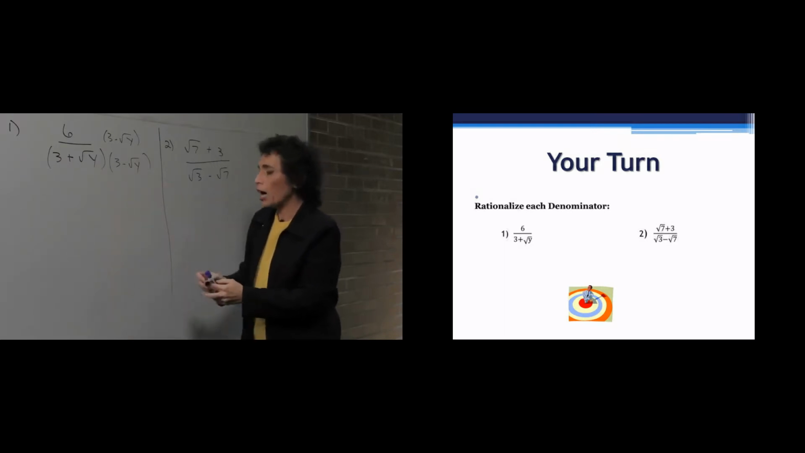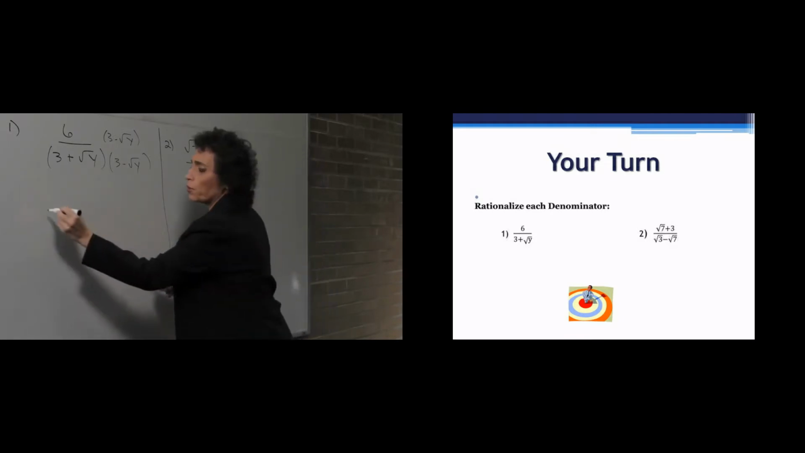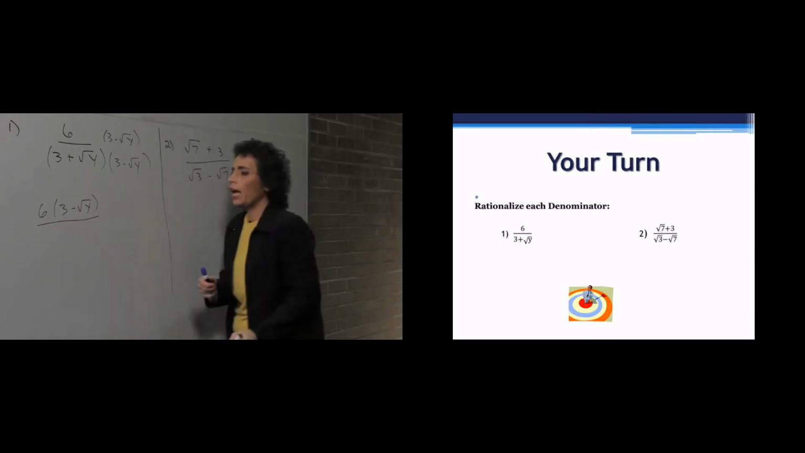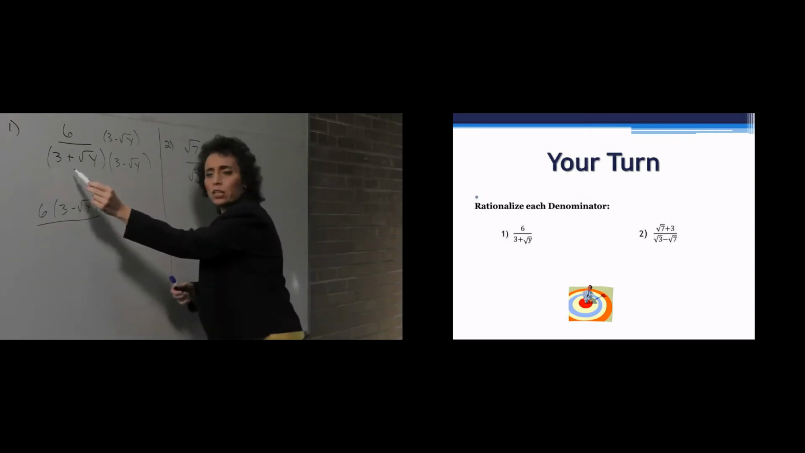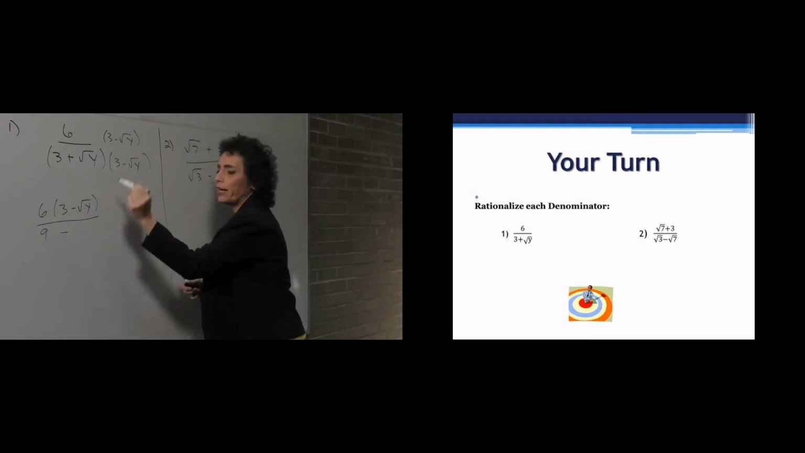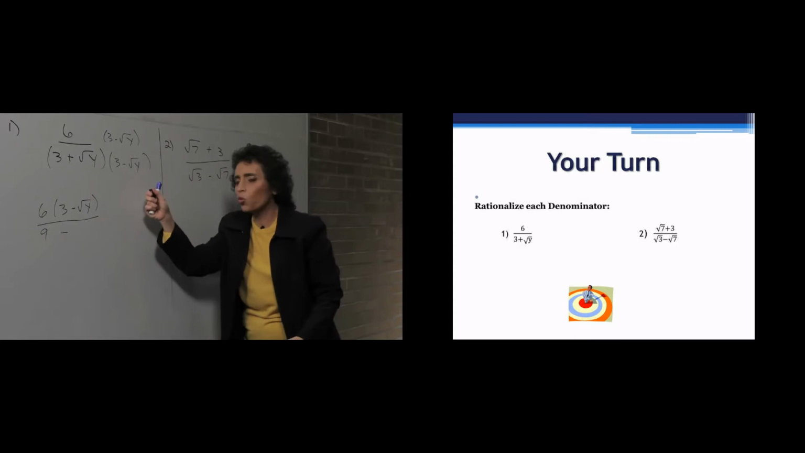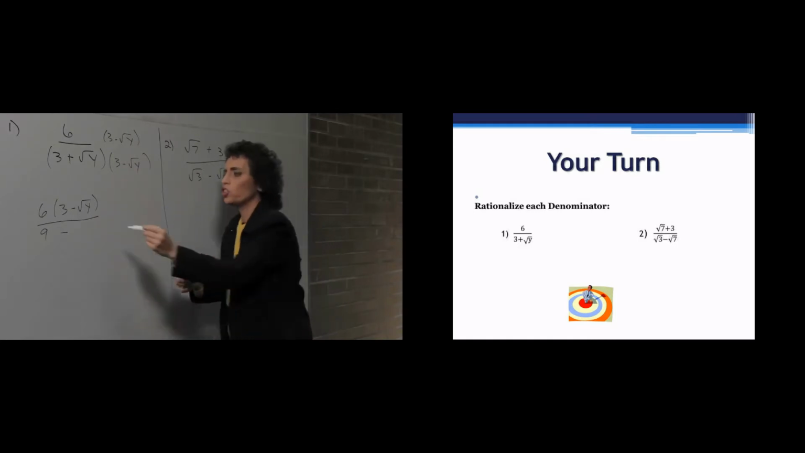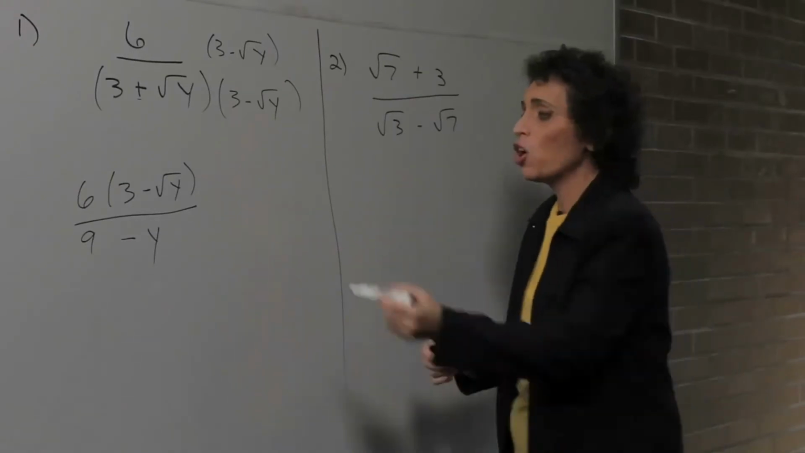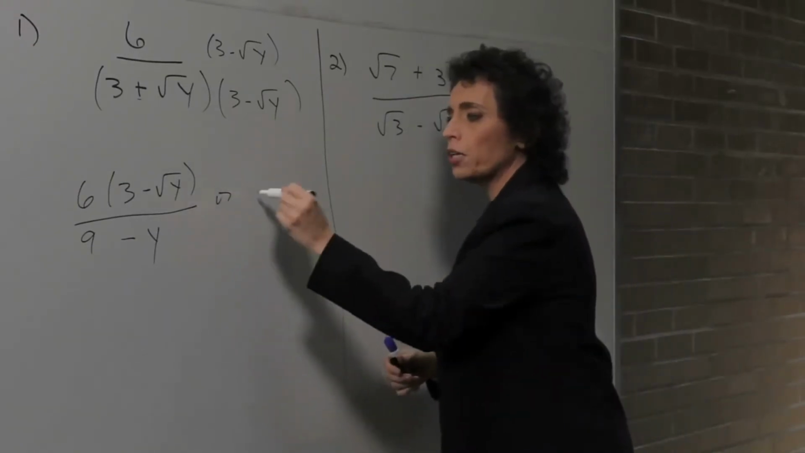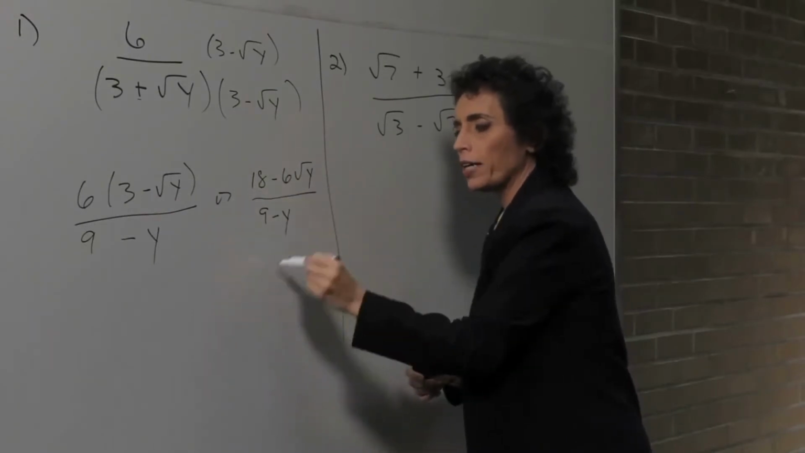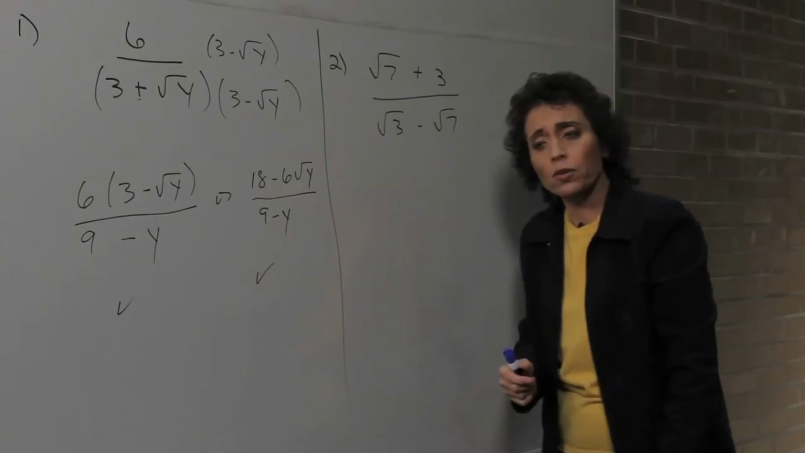So on the top, I'm going to write it like this first, and it's going to be up to you whether you want to distribute or not, but I have that. And on the bottom, I can just FOIL. 3 times 3 is 9, minus, because a plus times a minus is a minus, square root of y times square root of y is the square root of y squared, which is just y. So you can keep your answer like that, and we've rationalized the denominator. Or you can distribute and get 18 minus 6 square root of y over 9 minus y. Either answer is acceptable. Okay?